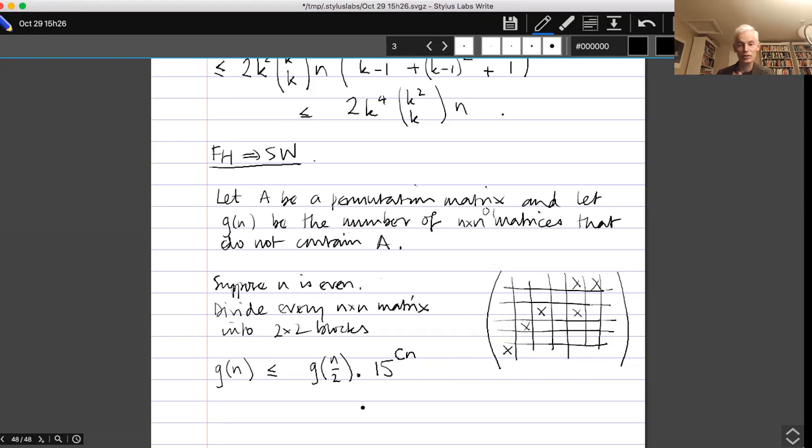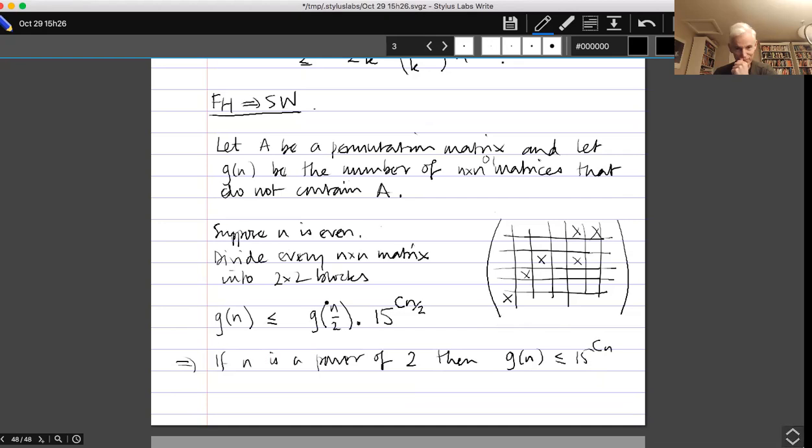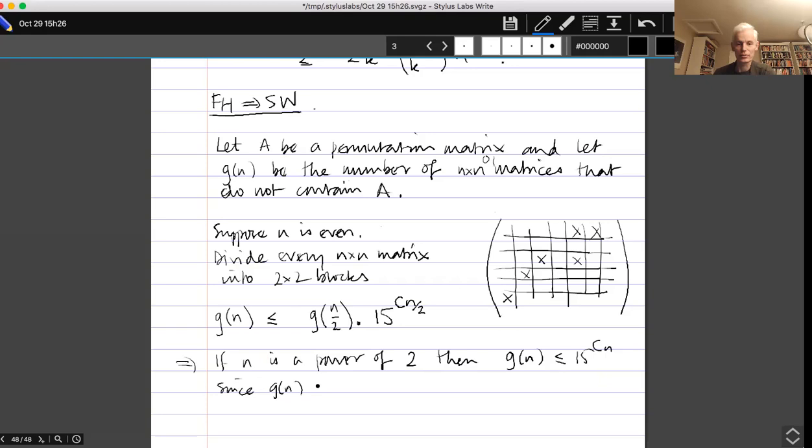And then immediately by induction, if n is a power of 2, then we certainly get that G of n is less than or equal to 15 to the cn. Why don't I just call that cn over 2, so my c is different. All I've done is change the definition of the constant c. By induction, that's 15 to the cn over 2 times 15 to the cn over 2, which makes 15 to the cn. And since G of n is increasing, in general, without thinking about it too hard, we can say G of n is less than or equal to 15 to the 2cn, just by going up to the next power of 2.